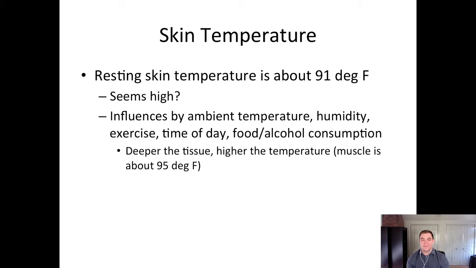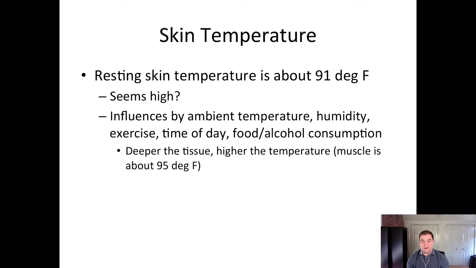So our book talks about the skin resting temperature is about 91 degrees Fahrenheit. That seems a little high to me. And it's influenced by many different things throughout the day. Ambient temperature, what is the air temperature? Obviously, if you're in an area that's a lot hotter, let's say, I don't know, South Carolina, it gets pretty hot there, right? And humidity, so if you're in an area of high humidity, that's going to change your resting skin temperature. Exercise, if you're exercising, your skin tissue temperature will increase, right? Time of day, and even food and alcohol play a role here as well.